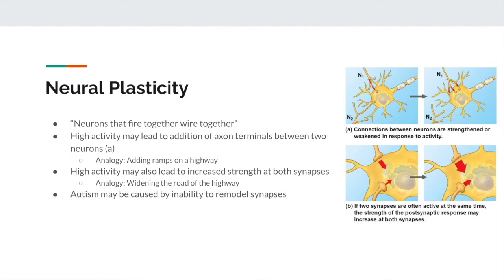Another way that the connection between two neurons can be strengthened is by actually altering the individual strengths of certain synapses, certain axon terminals. And so, that's basically like widening different highways, going back to the same analogy, so that more cars can pass through, right? These are two ways that the brain can remodel itself in response to different cues, and it's a large part of how learning occurs in the brain.